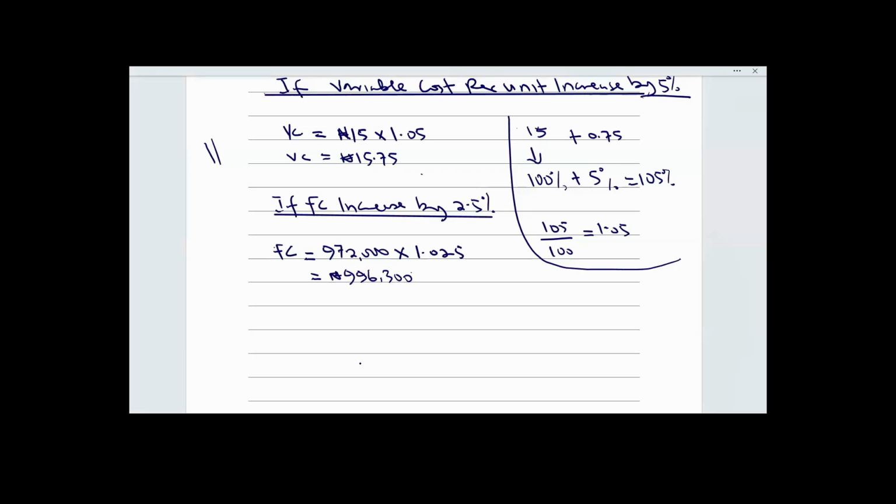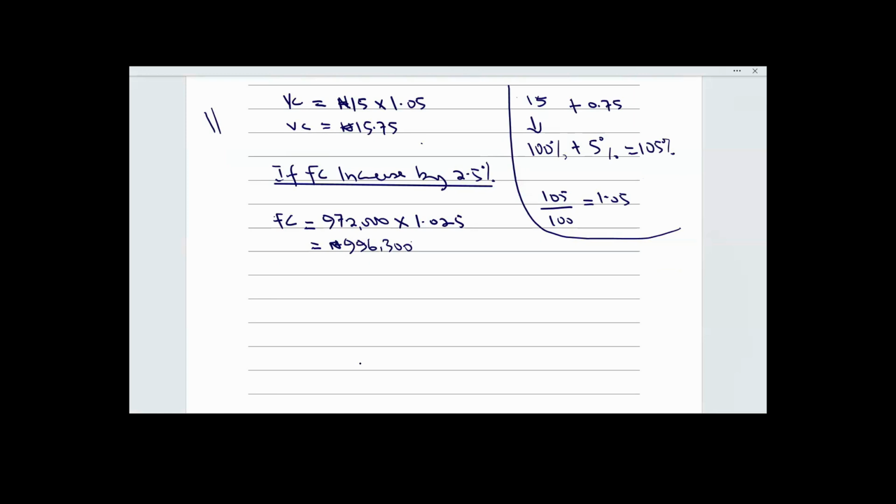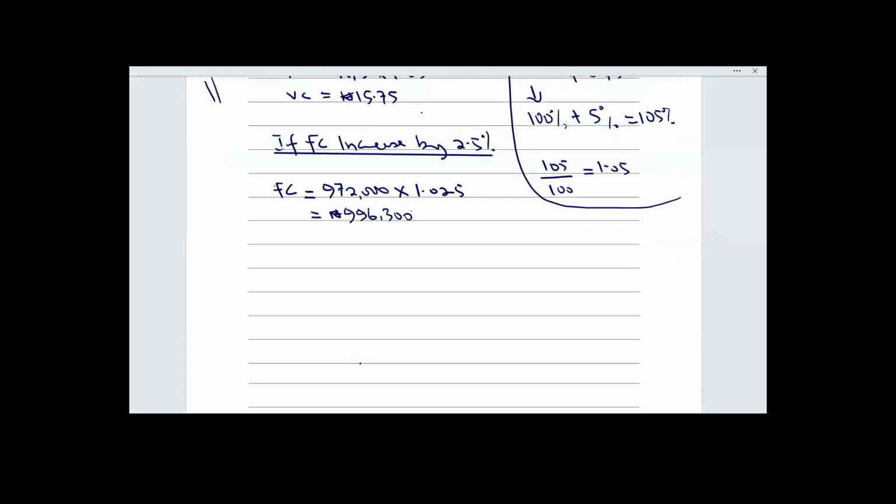It's the same thing here. Again, somebody can ask me, how did I get 1.025? The 972 is the 100% plus 2.5%. This will give us 102.5%. So 102.5% is the same thing as 102.5 divided by 100.